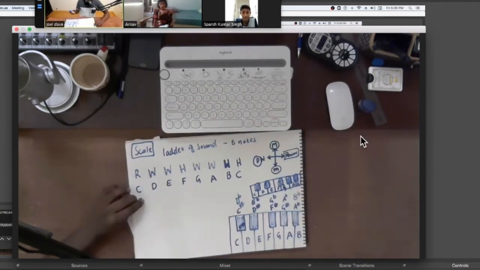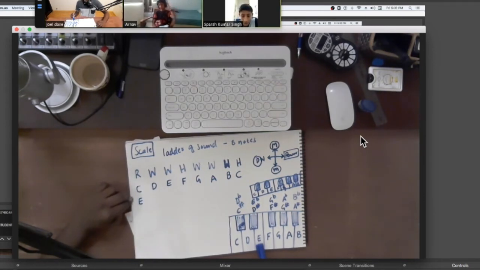Cool. So now look at this. We're going to do an E major scale. So E is here. From E, the whole step is what? F.